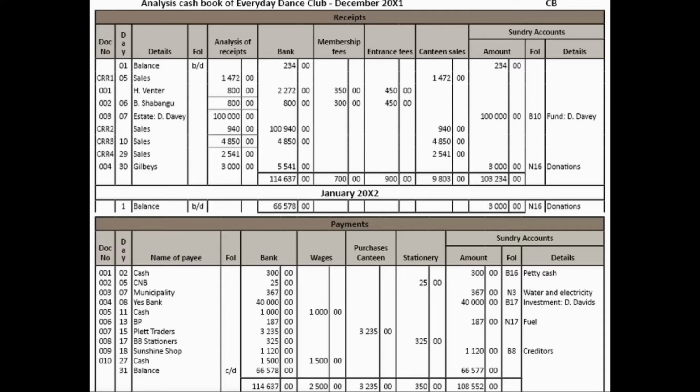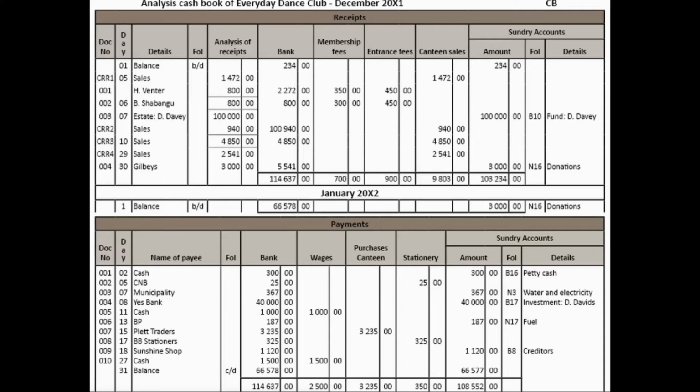Okay, so let's do the payments from the check counterfoils. On the 2nd, cash for petty cash imprest amount of 300. So it's cash, and then in the sundry accounts column, petty cash, and in that amount column 300, and in the bank 300. On the 5th, we bought stationery from CNB, 25 Rand in the bank column, and in the stationery column 25 Rand.